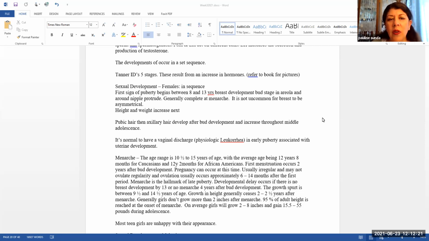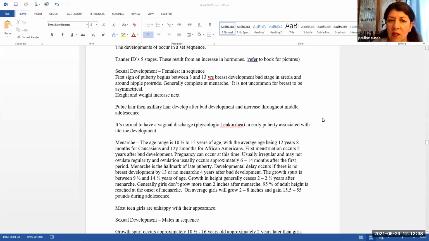The first sign of puberty begins anywhere between 8 and 13 years of age. And the first sign is breast bud development in the areola and the area around the nipple. They protrude. It's generally complete at menarche. It's not uncommon for breasts to be asymmetrical.